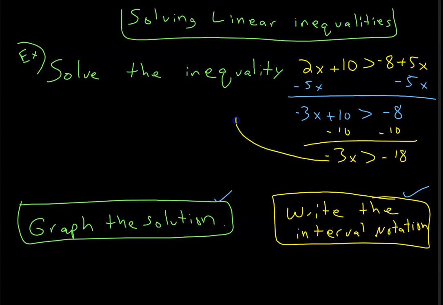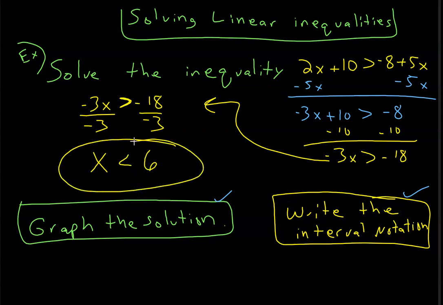So to finish this, I'll take negative 3x, which is greater than negative 18, and divide both sides of the equation by negative 3. By doing that, I get x. When you divide by a negative, the inequality symbol changes from greater than to less than. And negative 18 divided by negative 3 is positive 6. So I've solved the inequality: x is less than positive 6.